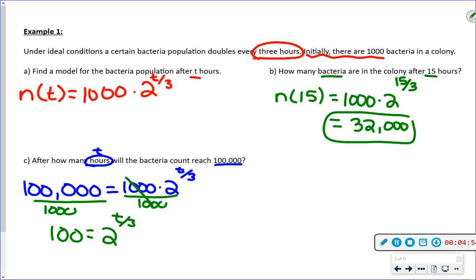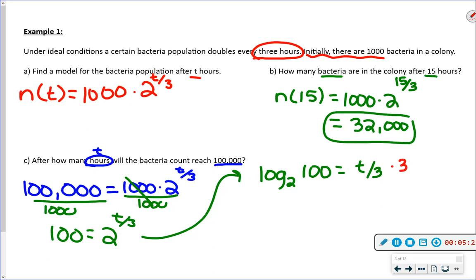So you're in exponential form. Let's just convert it to log form and punch it in our calculator and make it easy. So I'm going to move up here because I'm at the bottom of the board. So I'm going to be log base 2 of what? 100 equals our exponent t over 3. You know how to type that in your math menu, letter A, and then to get t by itself, we're going to have to times each side by 3 to clear out that fraction.